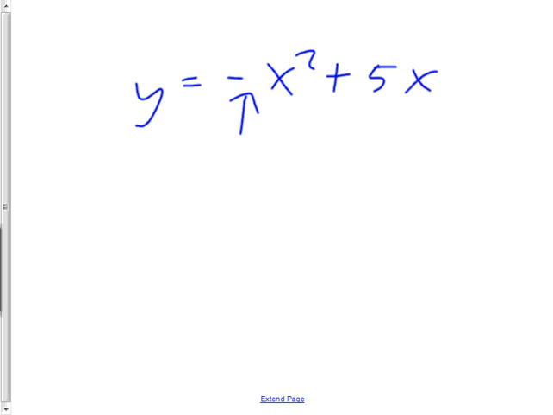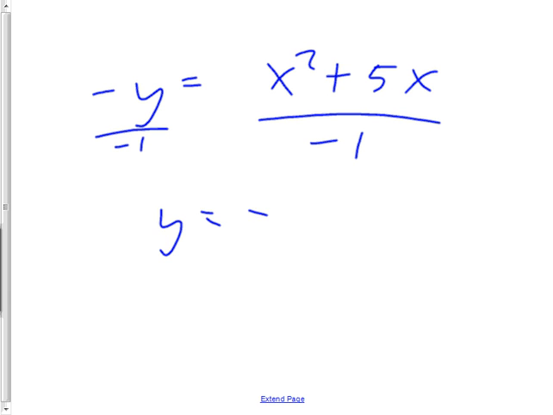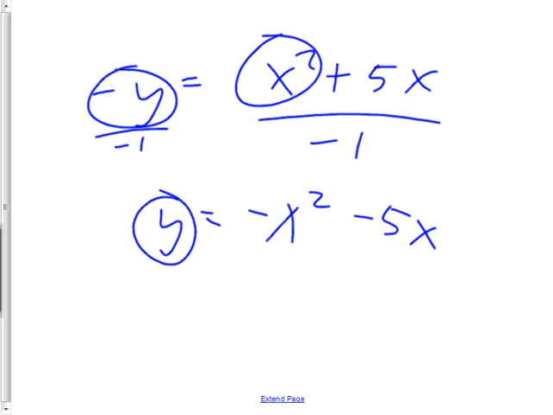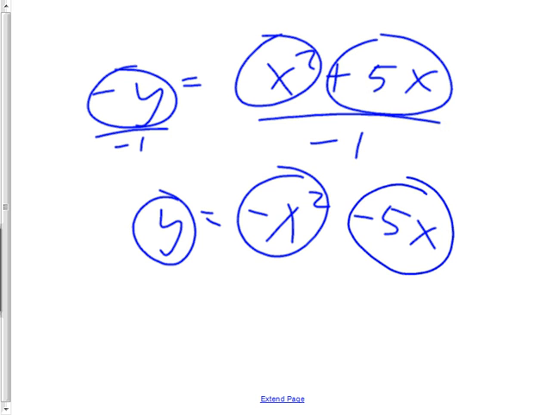All right. So what if I put the negative here? How can I get that negative off of there and put it where it's supposed to be? Divide both sides by what? Divide by negative 1, divide by negative 1. And watch what happens. Y equals negative x squared minus 5x. All that happened is everything became the opposite of itself. Negative y turned into positive y. Positive x turned into negative x. And positive 5 turned into negative 5. You can do that on an equation. Change everything to the opposite of itself.